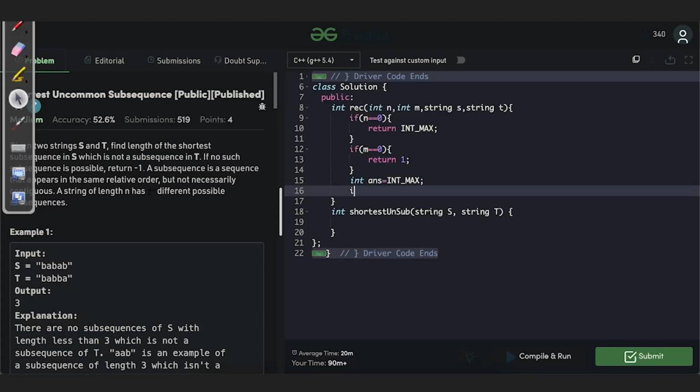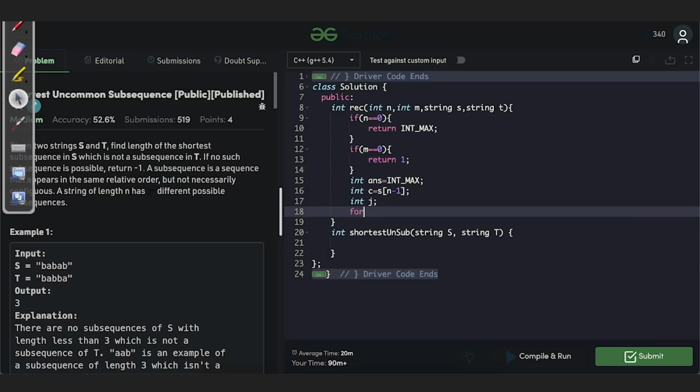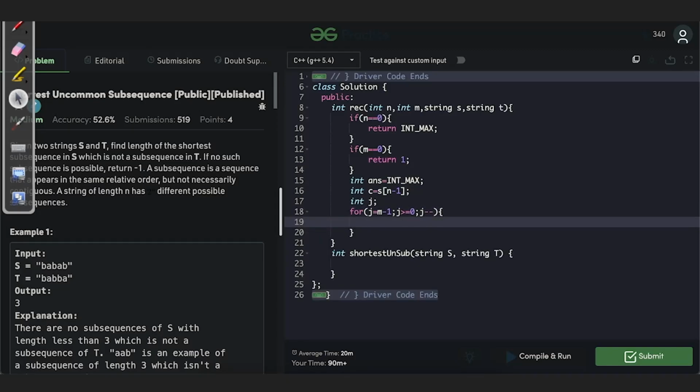Okay, and then we would say the current element is equal to s of n minus 1, the last element. Then we would start searching for that element. So int j, so that we know the position of it. So for int j equals m minus 1, we would start searching for that in the string t, while j is greater than or equal to 0, j minus minus. We would start iterating from the back and try to search for it.